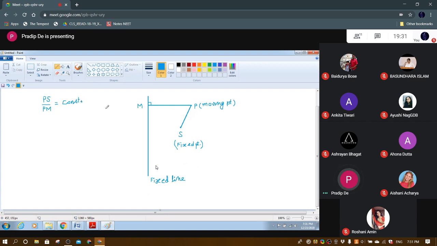So P is moving, but P is moving satisfying this condition that PS upon PM is always constant. This constant number may be a number more than 1, equal to 1, less than 1, but it is constant. Depending on the value of this constant, it describes a particular conic section, a parabola or ellipse or hyperbola. Suppose we give it a name. The name of this constant is eccentricity, or some will say eccentricity.